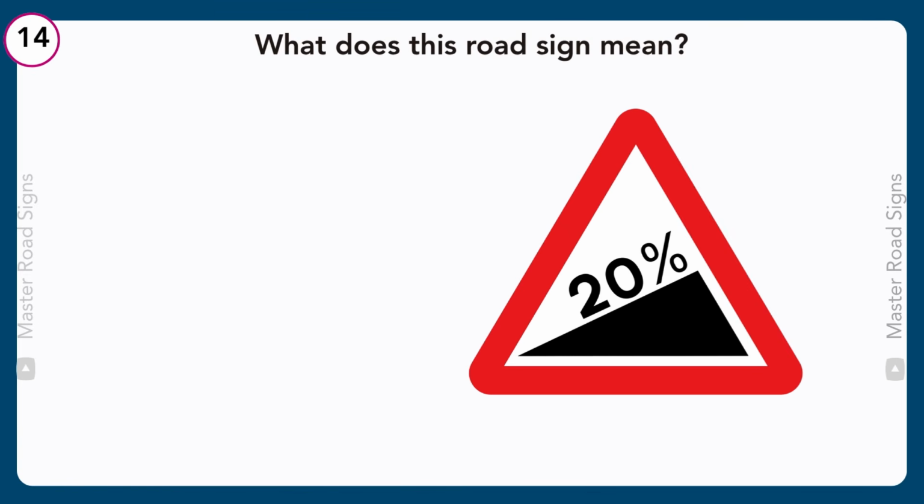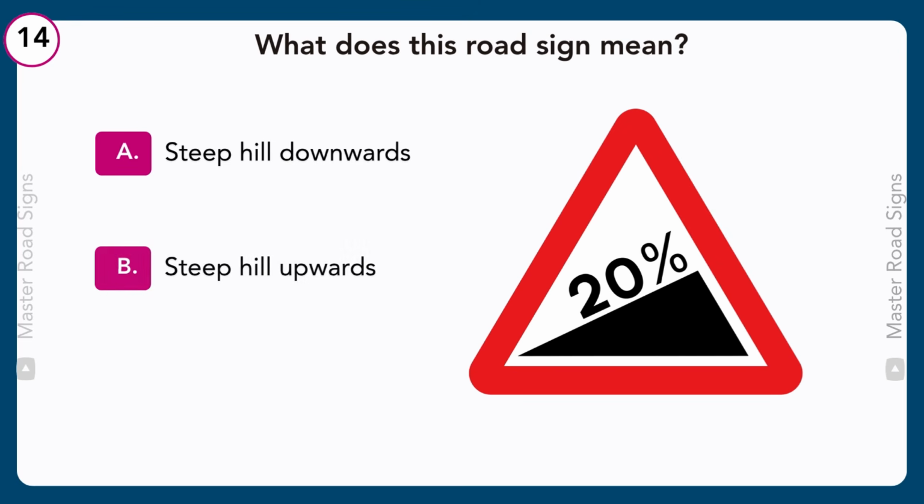What does this road sign mean? Option A, steep hill downwards. Option B, steep hill upwards. Option C, uneven road ahead.